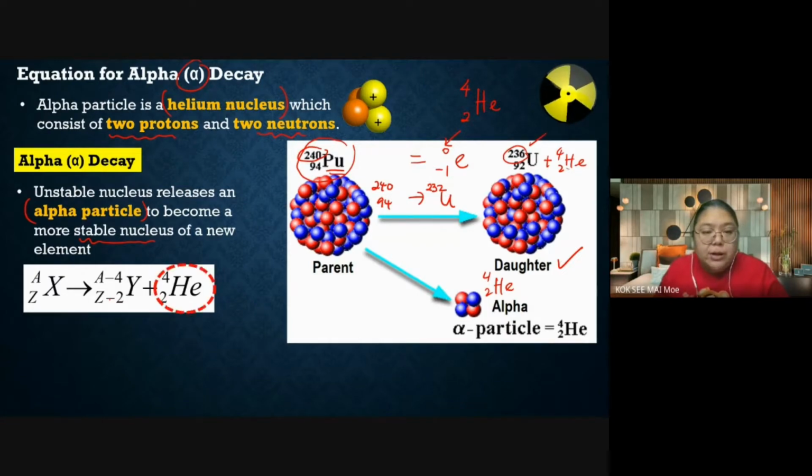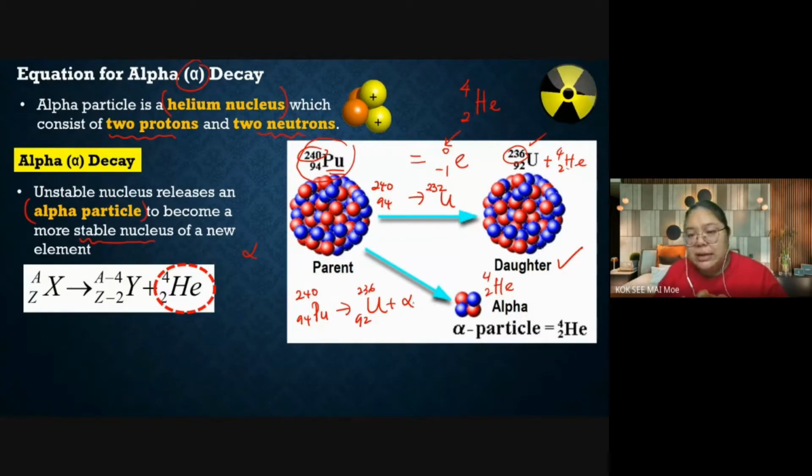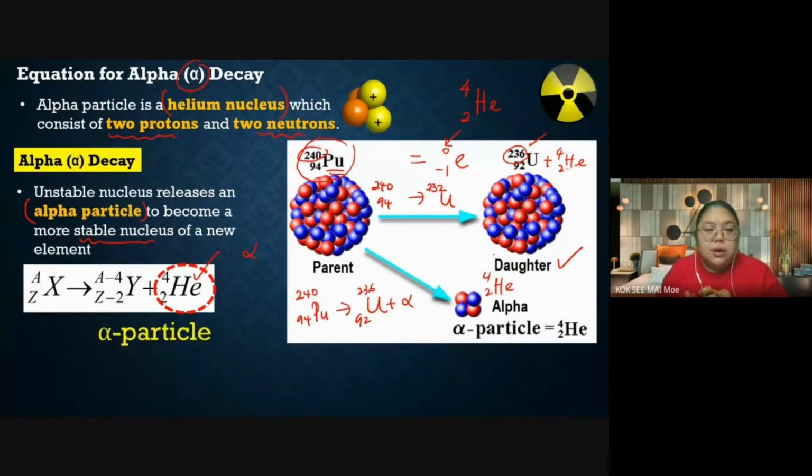Okay, if you want to write more detail, we can write the alpha like this. So the equation is Pu 240 94, after that becomes uranium 236, 92, then plus helium. You can write it like this also, but I don't suggest it because then we don't write the proton number and neutron number. Better we write helium, then write 4 2. Then we understand the proton number and neutron number, so you can see very clearly. So this one is an alpha particle.